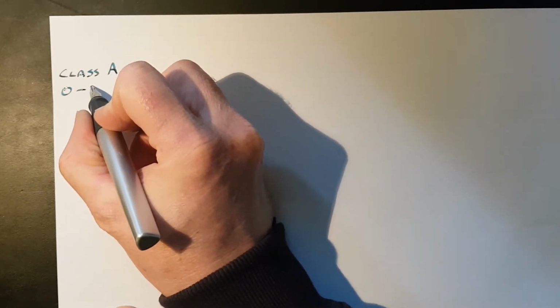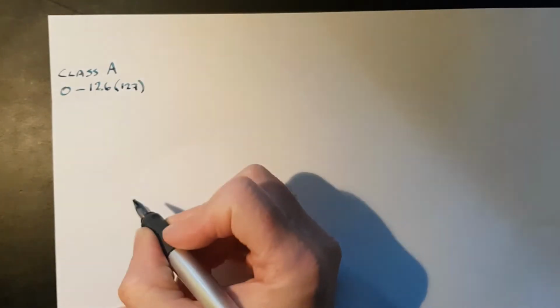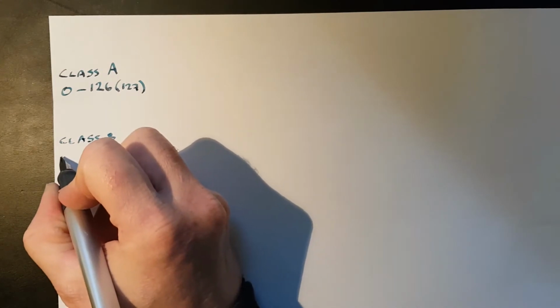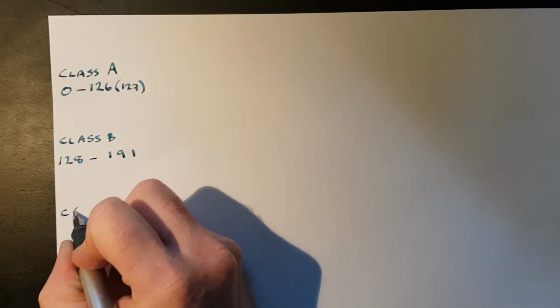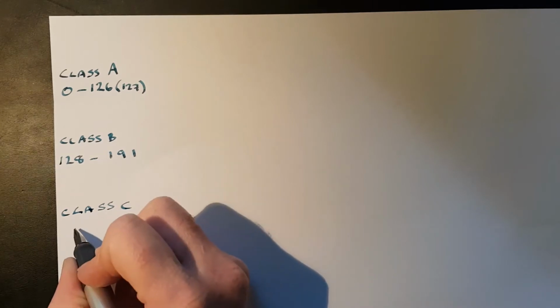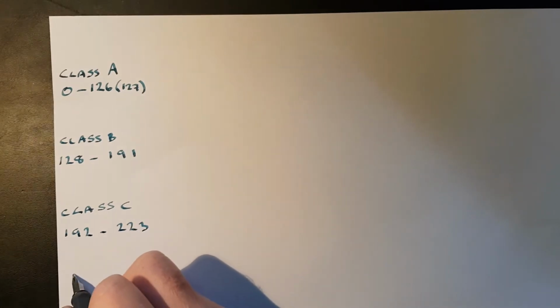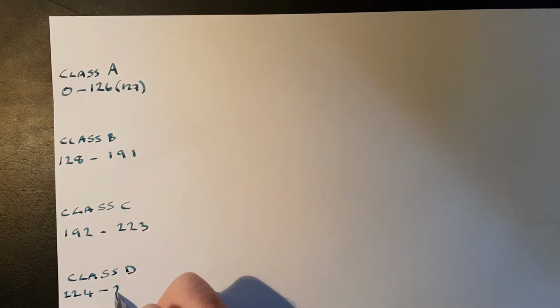So we'll start off writing down the classes, and we have class A addresses, and they basically range from 0 up to, well, actually 127, but we'll find out in a moment that's to 126, 127 technically, and then class B, which starts at 128 and goes up to 191. Then we have class C, and these go from 192 to 223, and then class D, which goes from 224 to 239.